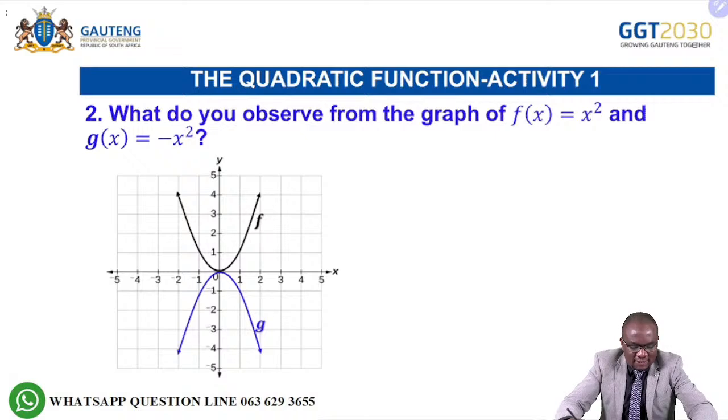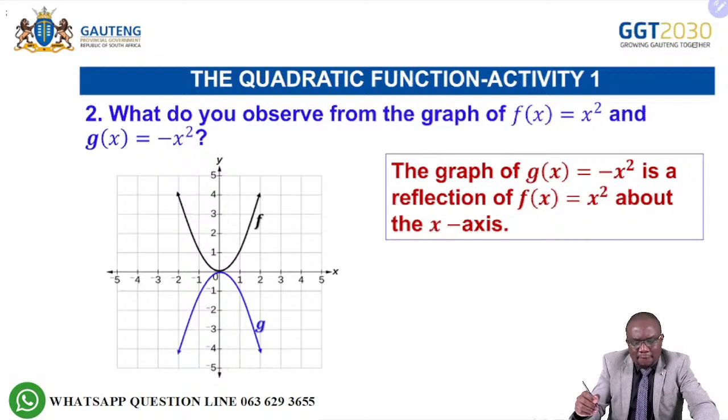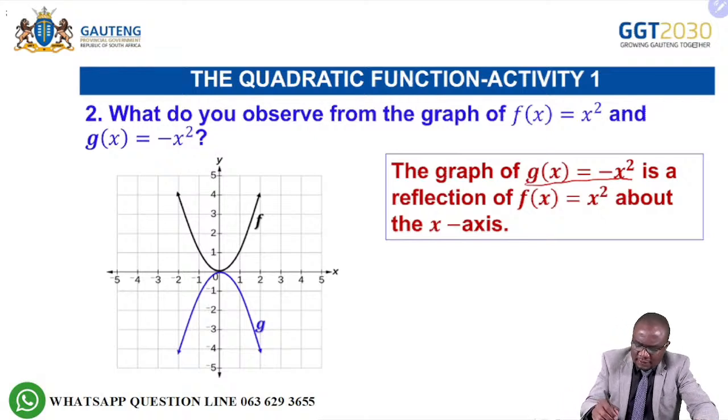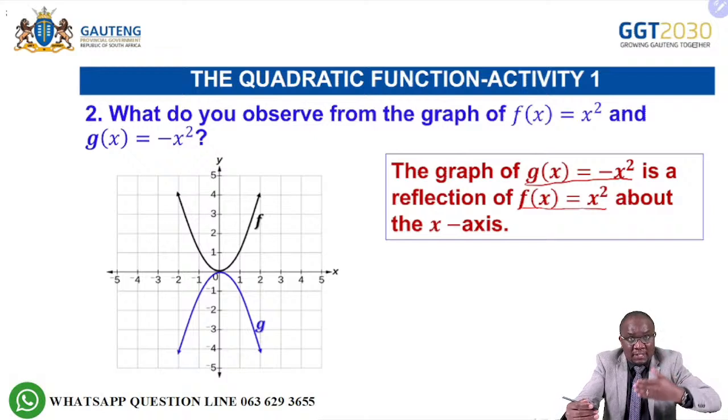Right, welcome back, grade 10s. Did you manage? Did you observe something? Did you discuss? What did you see? Let me tell you what I've seen here. Right, I've seen that the graph of g of x is actually a reflection of the graph of f of x. It's a reflection. You know a reflection. There's a mirror, and then you see yourself on the other side.